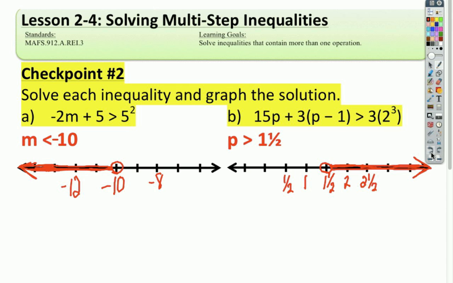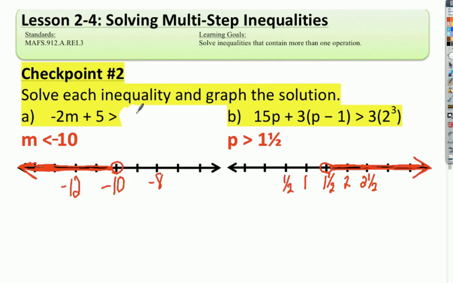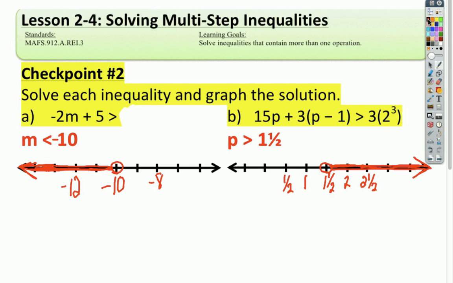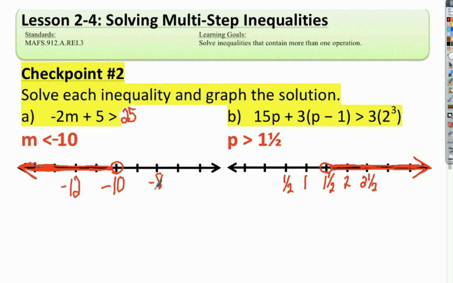So my experience has taught me that if I see this, I don't even see it. My brain immediately translates it into its value. 5 squared is really what? 25. So I don't even see it. I just immediately saw that.